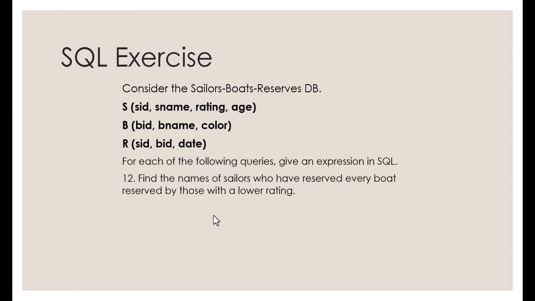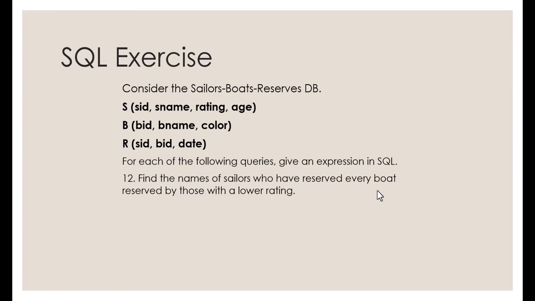So our last set of exercises here is going to be on the same thing, sailors, boats, and reserves. Okay, number 12, find the names of sailors who have reserved every boat reserved by those with a lower rating. Okay, so the keyword here, I hope you noticed, is going to be every or all. Okay, so we'll take about 5 minutes.